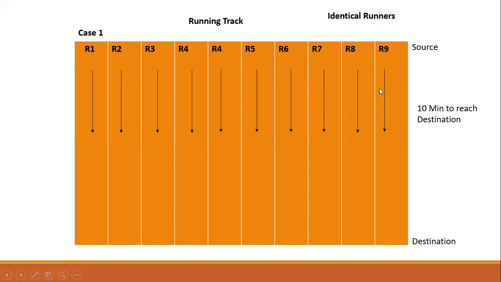Not only 9 runners, even if we have 90 runners or 9,000 runners, as long as they are identical and they have a dedicated track, they can reach from source to destination within the same time.